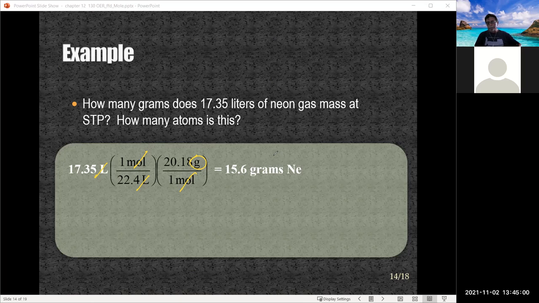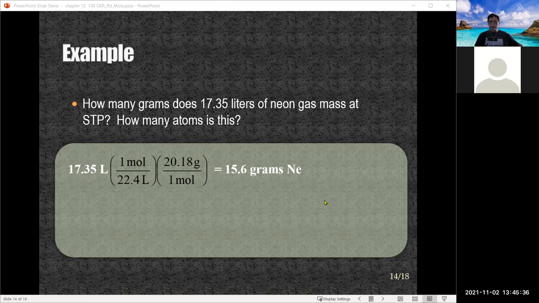And notice here, 17.35, it's a measurement, it's 4 sig figs, but our answer has 3 sig figs. Why? Because the 22.4 liter is also a measurement. Even though it's a conversion factor, it is a measurement. Therefore, it could be a factor in determining the number of sig figs. And in this example, it was. So our answer is 15.6 grams. Okay.